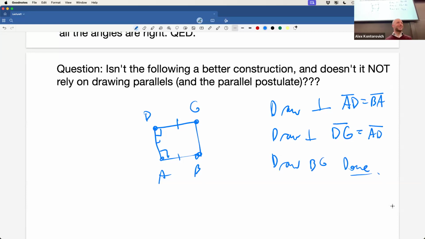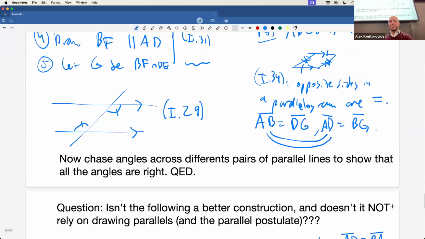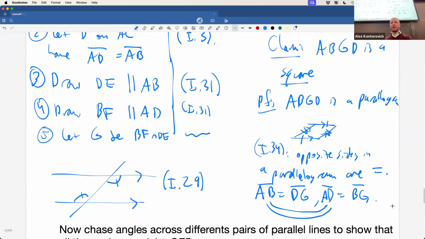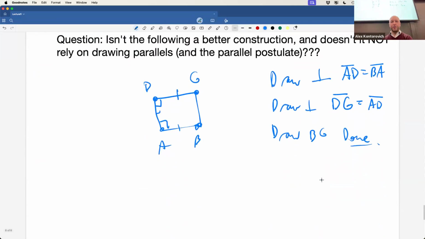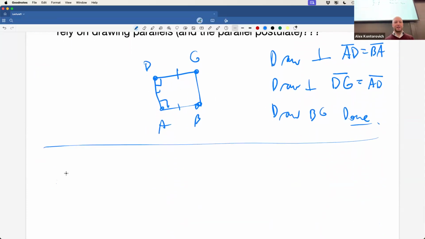Why is he doing all this? If you draw the parallels, you will be able to know the length, because Euclid says you're able to maintain a length, right? Because of I-34 about parallelograms. We can go into the proof of that if you like. The proof of I-34, so this is a little aside.